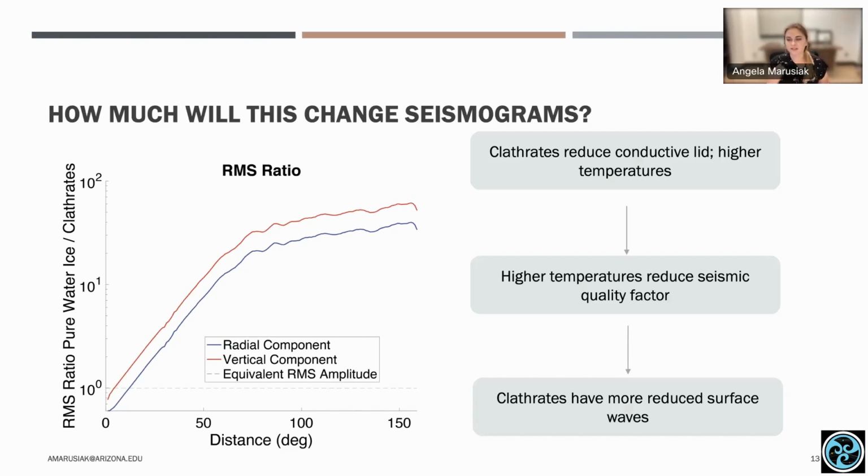And that all comes back to the seismic quality factor. Clathrates are reducing the conductive lid, so you're allowing higher temperatures to exist closer to the surface. That higher temperature is going to reduce your seismic quality factor, which means you're going to be dampening the surface waves. So clathrates are going to have a reduced amplitude compared to pure water ice.